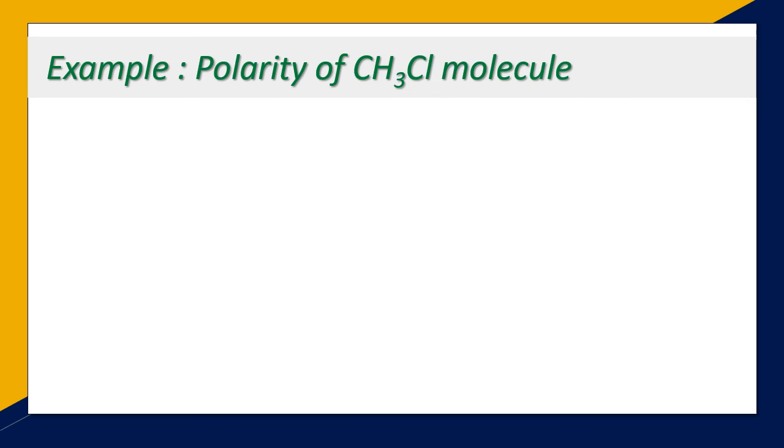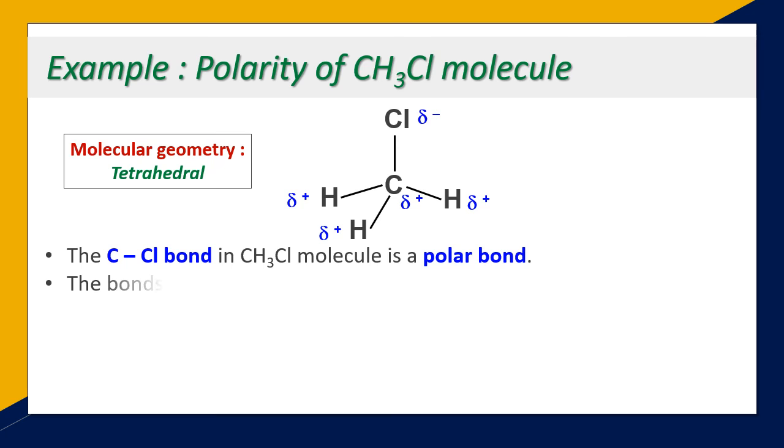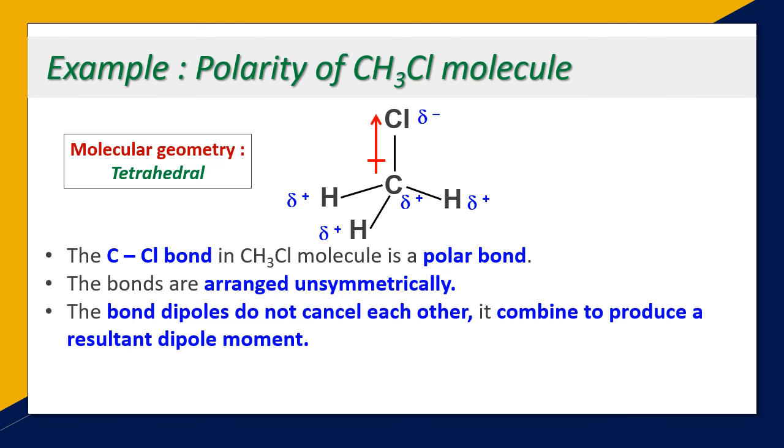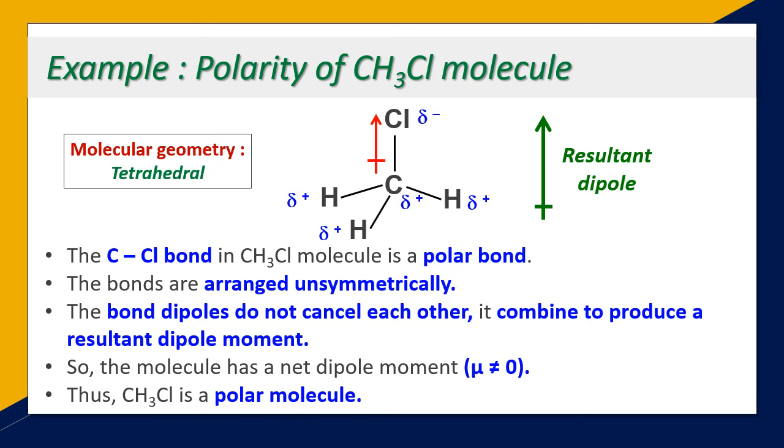The next example is the chloromethane molecule. This molecule consists of C-Cl bonds, which are polar bonds. The bonds are arranged unsymmetrically in tetrahedral. Therefore, the bond dipoles do not cancel each other and combine to produce a resultant dipole. So, the molecule has a net dipole moment and thus it can be classified as a polar molecule.